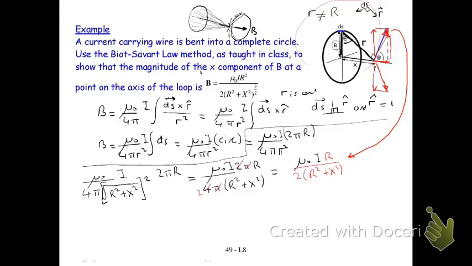For every one at 4:30, there's one at 10:30. For every one at 1:30, there's one at 7:30. They're going to symmetrically cancel. But these ones that are sticking out are going to add. They're all going to be added, and so I've got to work out the component of this. So I have mu naught I r over 2 r squared plus x squared, and then I want the component of that, which would be cosine of this angle, and that angle is the same as that angle there. Big angle, little angle, big angle.